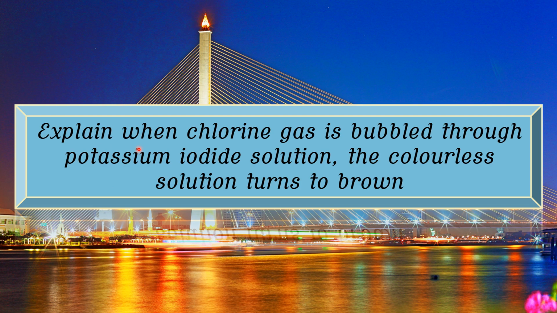Explain. When chlorine gas is bubbled through potassium iodide solution, the colorless solution turns brown. You have to explain why, when chlorine gas is bubbled through a solution of potassium iodide, we get a colorless solution that turns brown.